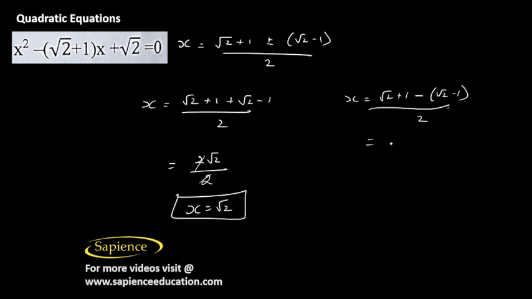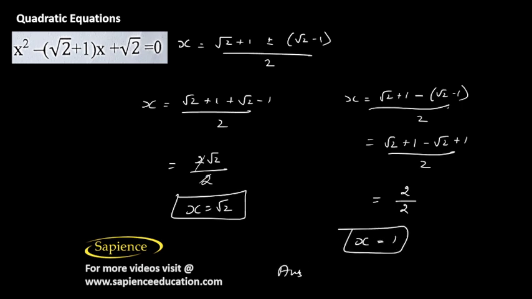And in this case, root 2 plus 1 minus into root 2, minus root 2, minus into minus 1 plus 1 divided by 2. Root 2 minus root 2 is 0. 1 plus 1 is 2. 2 by 2 is again 1. X is equal to 1. Answer to this question is root 2 or 1.